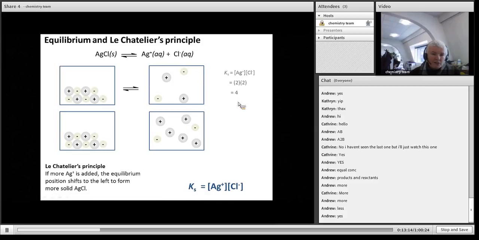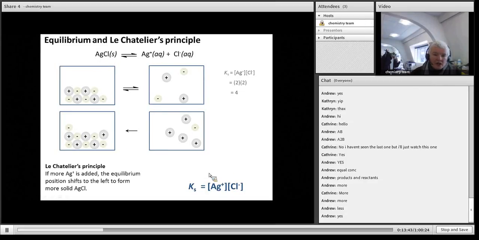So one way I can do it is say, okay, I've added the silver, so that's the stress of adding silver, so I've got to remove the silver. The only way it can get removed is by precipitating out. Remember, if I go backwards, I have to take a silver and a chloride both. I can't just remove the silver. I've got to take a chloride and a silver over.